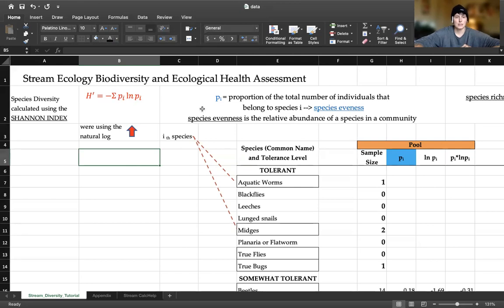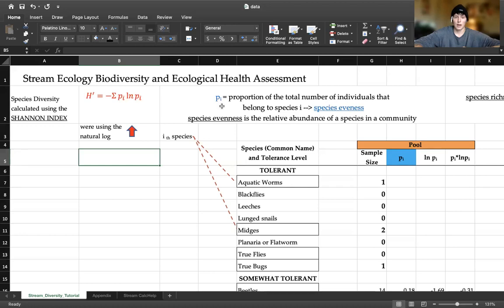p sub i is the proportion of the total number of individuals that belongs to species i. p sub i is also known as the species evenness of a community. And if you remember from lecture, species evenness is the relative abundance of a species in the community. So like I said before, it's going to be the proportion of the total number of individuals within a community.